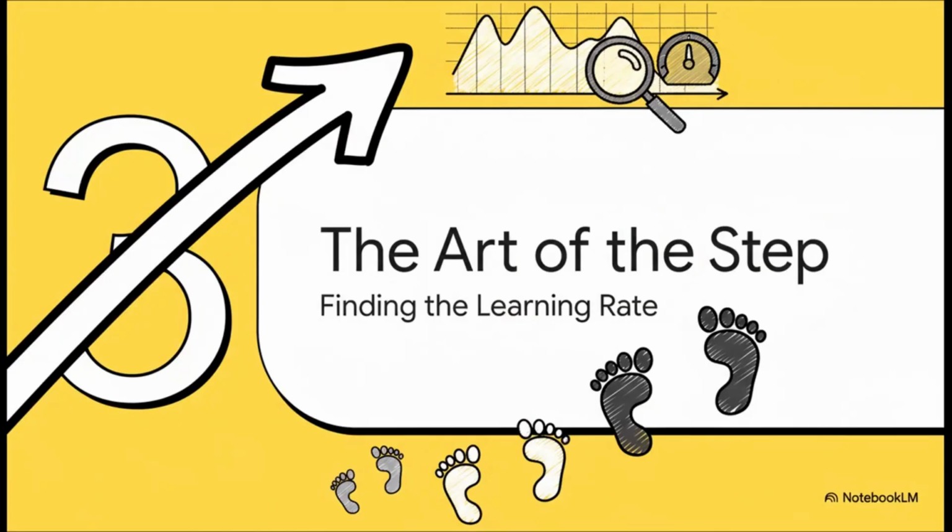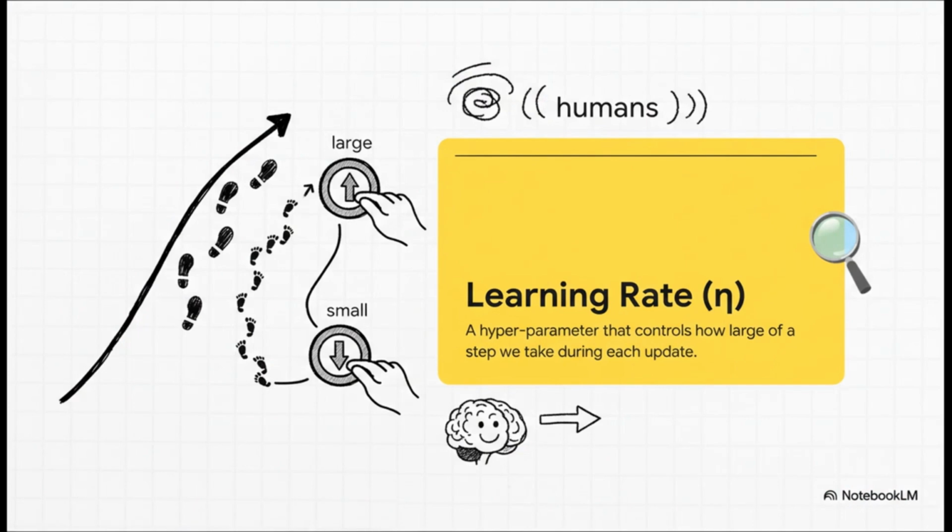You're at the bottom. Okay, so knowing which way to go is one thing, but there's another huge piece to this puzzle. How big of a step should you take? This is what's known as the art of the step, or finding the right learning rate. So the learning rate is basically just a number. It's a setting that we, the humans in charge, have to pick. Think of it like a volume knob for learning. If you crank it up, the AI takes big, bold, giant steps down the hill. If you turn it way down, it takes these tiny, super cautious baby steps.